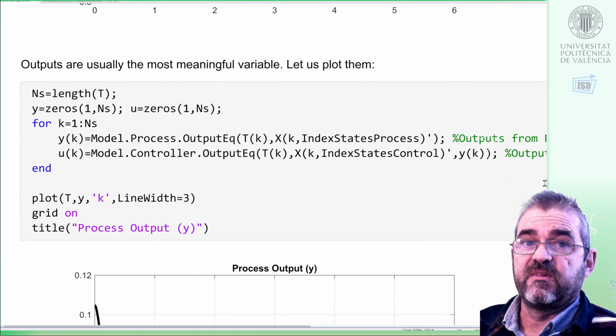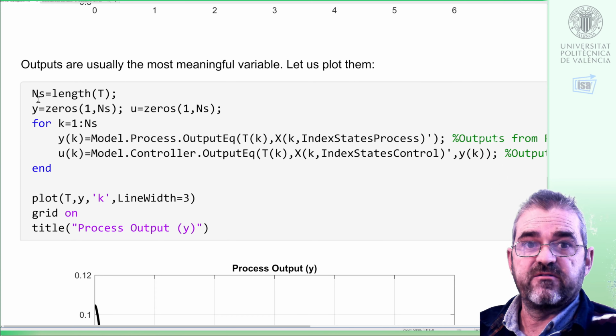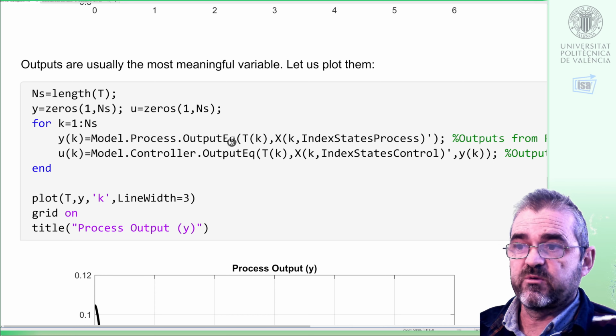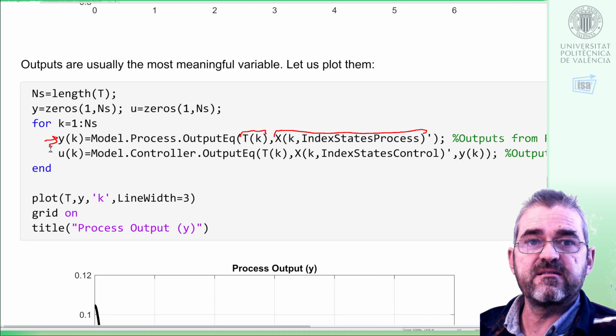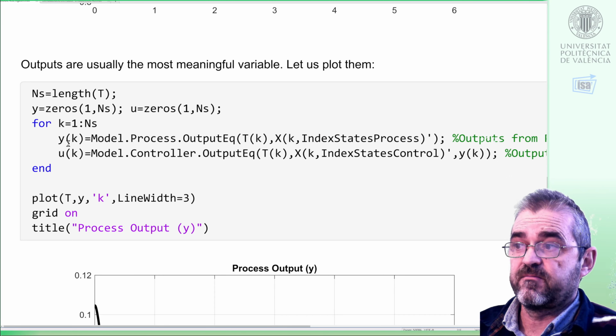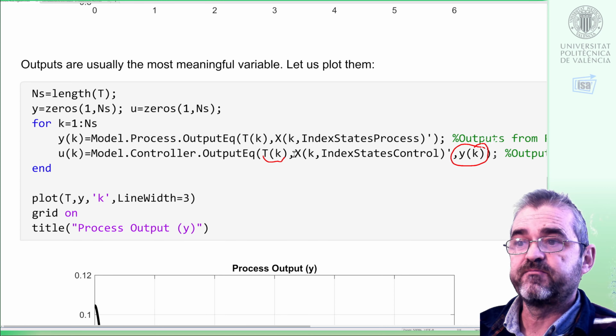In this case, the process output, position, and the controller output, the applied torque, can be obtained by evaluating the output equations. For each of the samples, I evaluate the output equation, giving to that equation the time of that sample and the process state of that sample. Then I get the output of the plant, the angular position, and if I feed that output of the plant as input to my controller, then the controller output equation has the arguments: the time of the sample and the controller state, the third column of X.